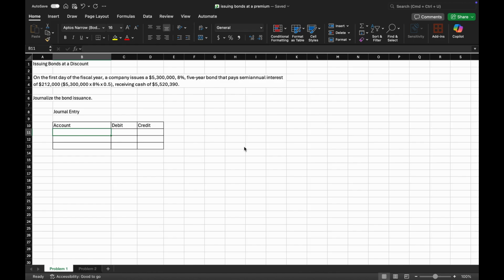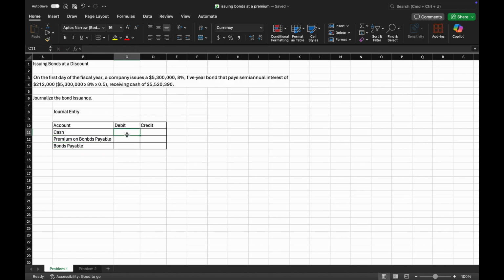that pays semi-annual interest of $212,000, receiving cash of $5,520,390. Your job is to journalize the bond issuances. So first, let's put in the three accounts being affected in this problem, which in this case are cash, premium on bonds payable, and bonds payable.